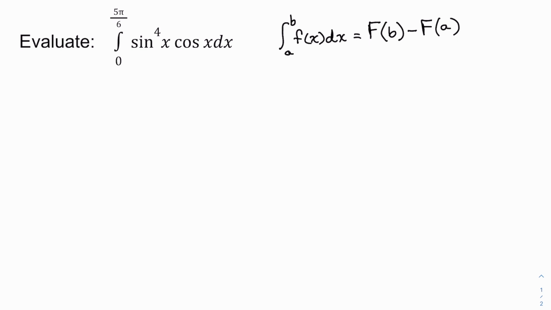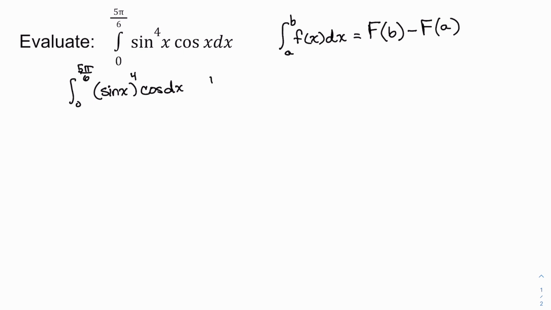Now what we have in this specific situation is our definite integral from 0 to 5 pi over 6 of sine to the fourth x cosine x dx. So I can rewrite the meaning of sine to the fourth x. Remember, that means that your sine of x is being raised to the fourth power, and then we have times cosine x dx. So with this, we need to do a U-substitution in order to integrate it.